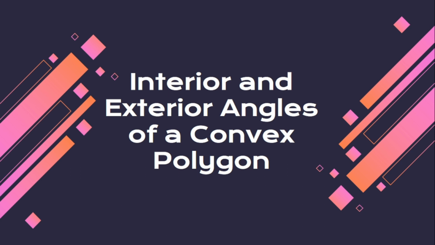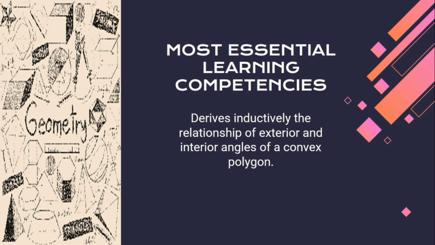I'm here to discuss with you lesson number 6 of our third quarter, which is all about the interior and exterior angles of a convex polygon. If you haven't watched my video about polygons yet, watch the previous video that I uploaded. Now we have here our most essential learning competency: derives inductively the relationship of the exterior and interior angles of a convex polygon.